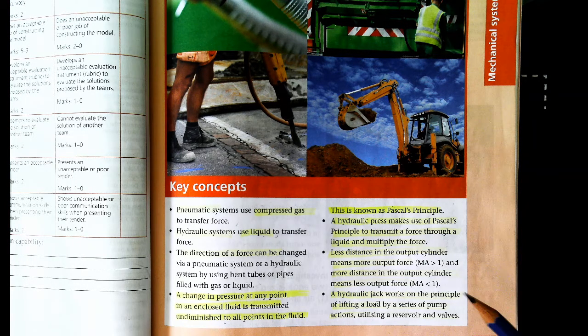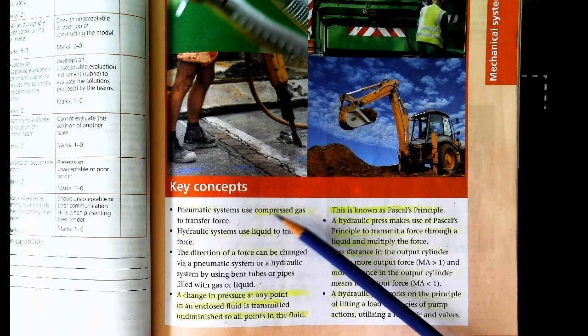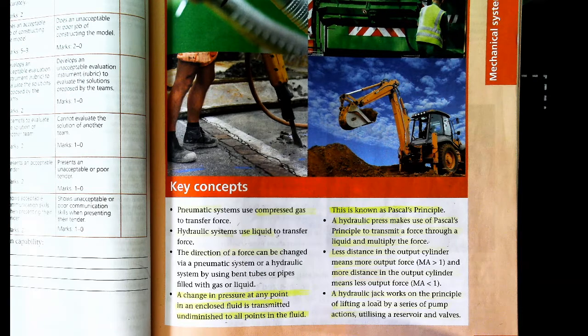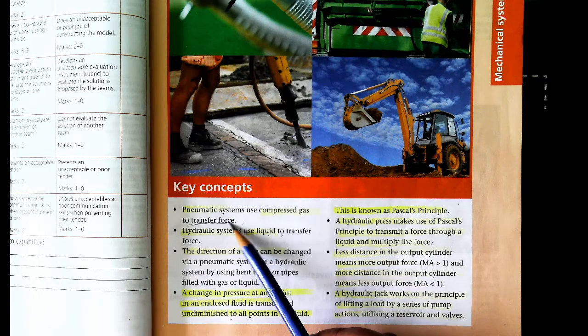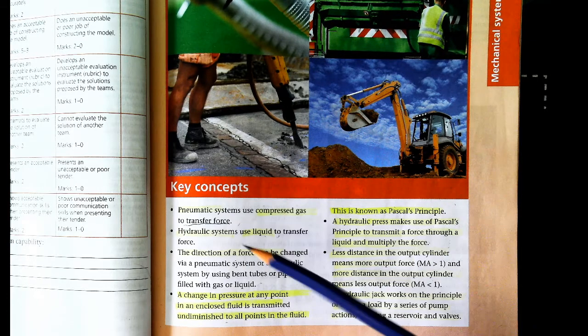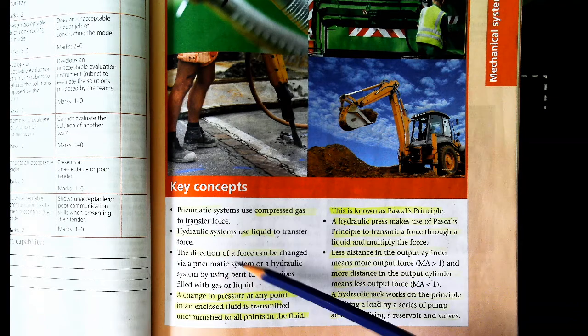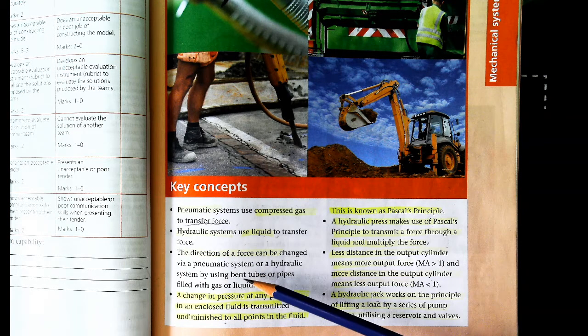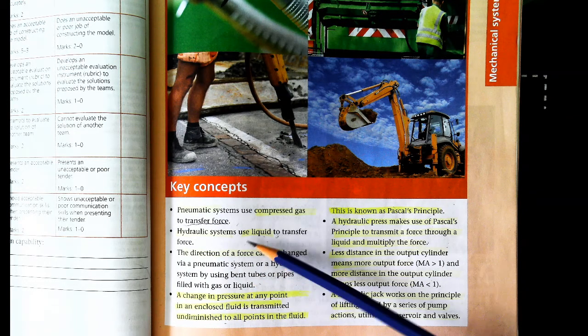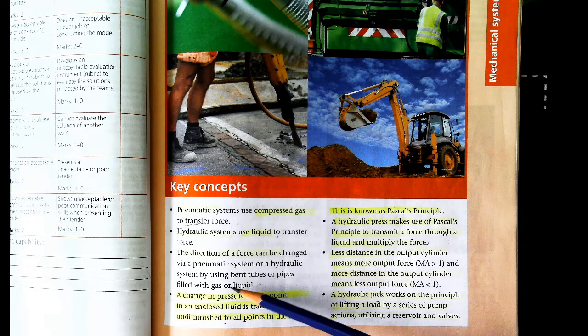Just to go through this very quickly, pneumatic systems use compressed air to transfer force. Important, they transfer force. Hydraulic systems use liquid to transfer force. What makes it very cool to use these systems, besides the fact that they can give us mechanical advantage, is that by using pipes and tubes, you can bend them to fit into small places or to reach hard to reach areas. For example, the braking system of your car.